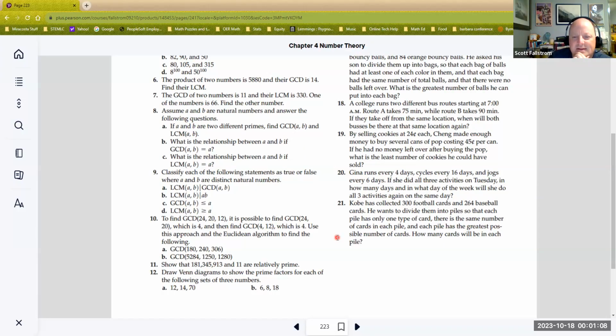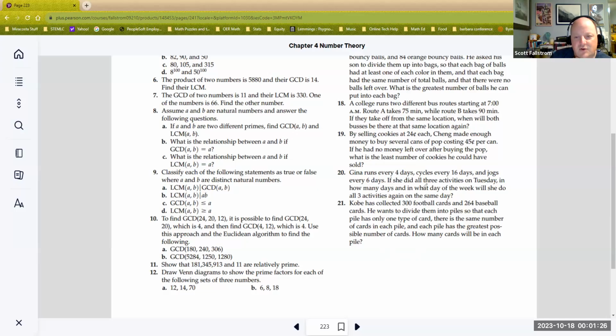I think they said 19. By selling cookies at 24 cents each, they made enough money to buy several cans of pop costing 45 cents each. If there was no money left over, what is the smallest number of cookies he could have sold? So this is going to be a good one because it'll be a ratio. There might be multiple answers here.